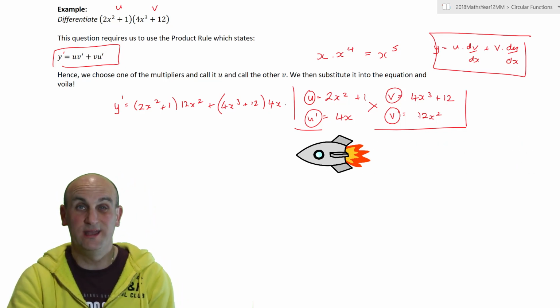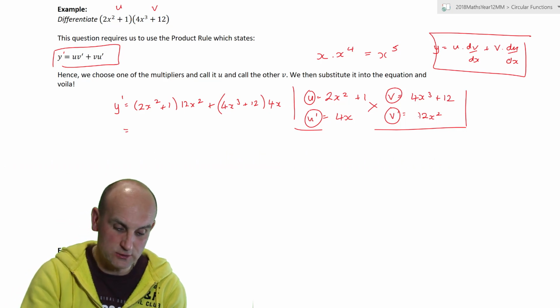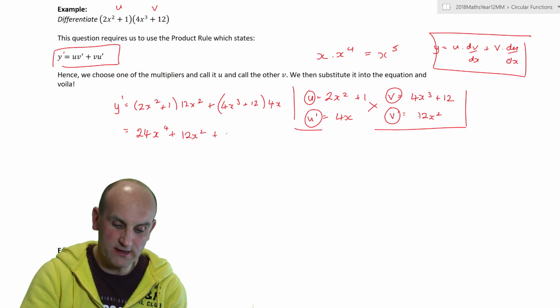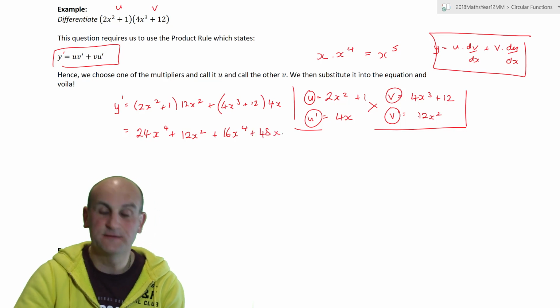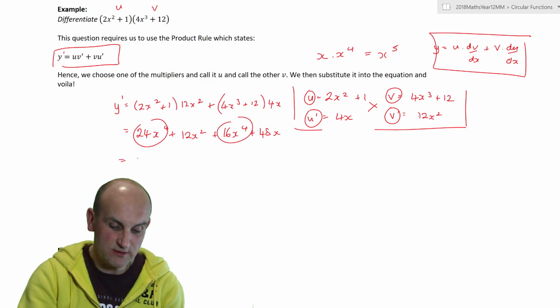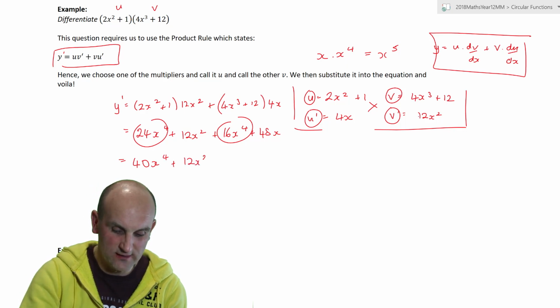Would I leave it this way? No, I have to multiply it out and collect like terms. So what do we get here? That would be 24x to the power of 4 plus 12x squared. Multiplying this out gives me 16x to the power of 4 plus 48x. We've got two terms in x to the power of 4, so I'm going to simplify that even further, which gives me 40x to the power of 4 plus 12x squared plus 48x.